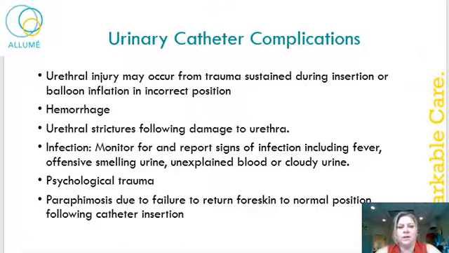Complications that can occur with a urinary catheter: urethral injury may occur from trauma sustained during insertion, or balloon inflation in an incorrect position. They can have a hemorrhage, urethral strictures following damage to the urethra. Infection: you want to monitor and report signs of infection including fever, offensive smelling urine, unexplained blood, or cloudy urine. Also, you can have psychological trauma and paraphimosis due to failure to return the foreskin to normal position following catheter insertion.